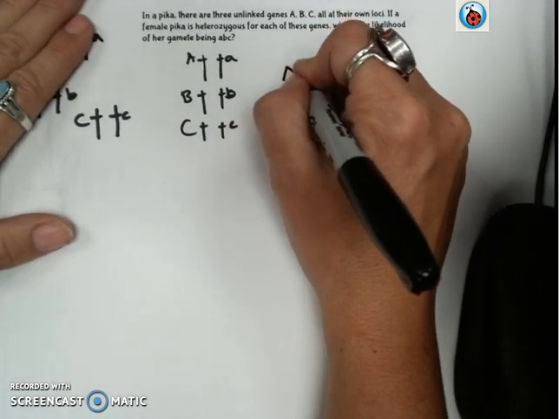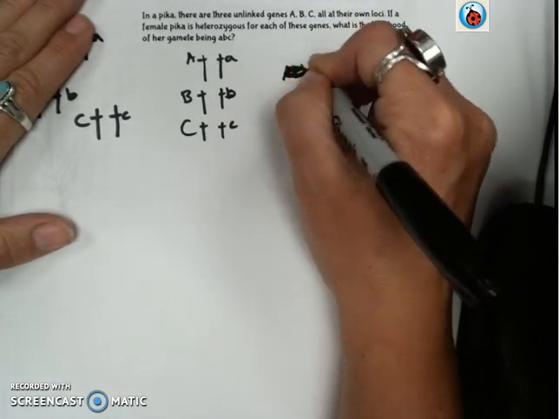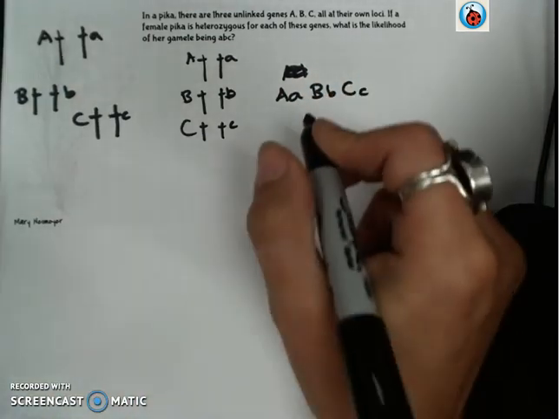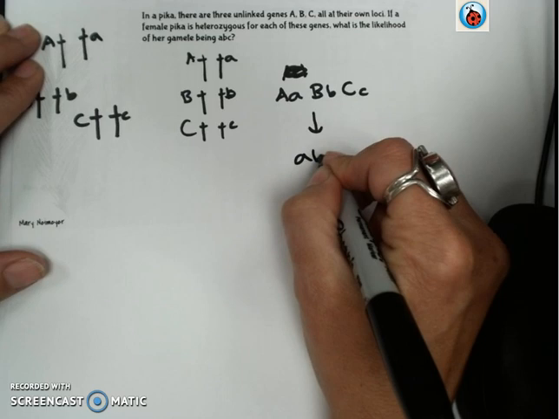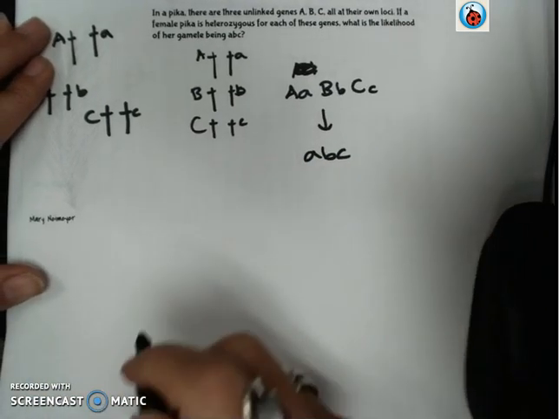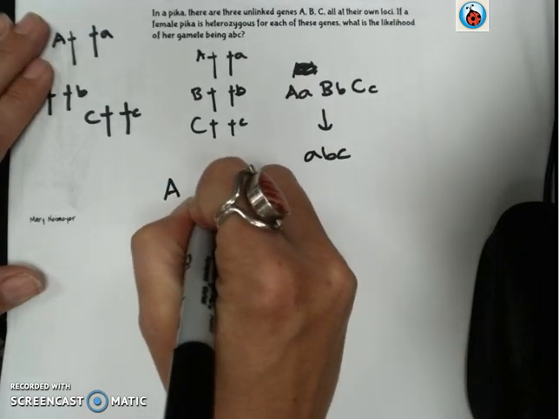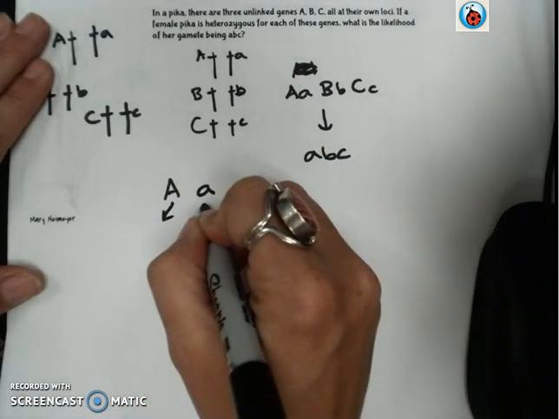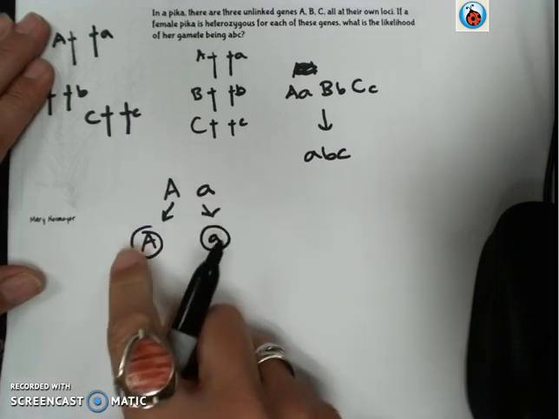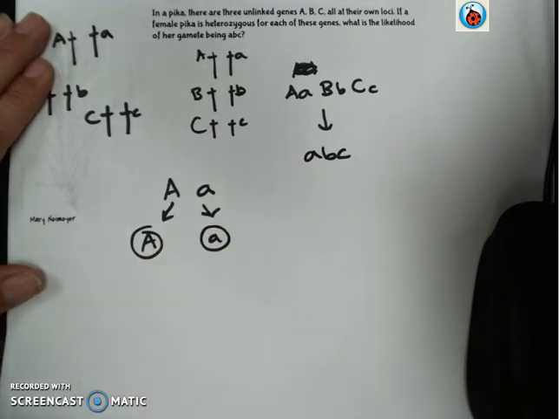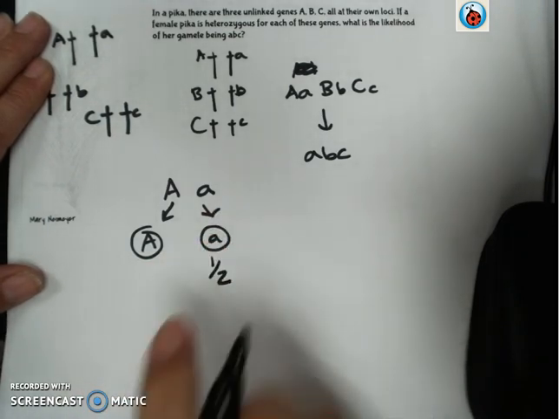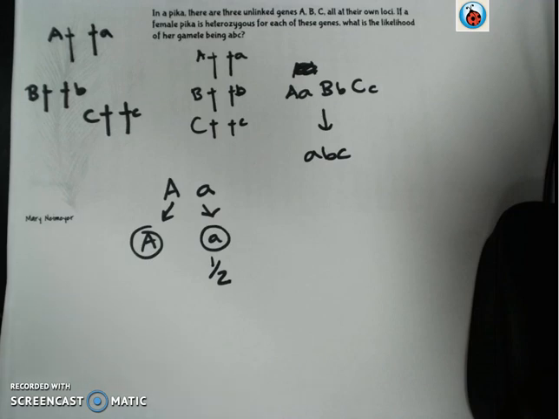So if she is heterozygous for each of these traits, what is the likelihood that her gamete will inherit 3 recessive alleles? So let's think about this. For the A allele, due to Mendel's law of segregation, half of her gametes will inherit a dominant allele and a recessive allele. So there's a 1/2 chance that a gamete will inherit a recessive allele.